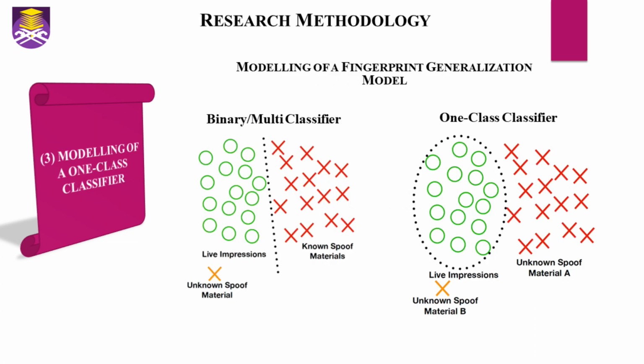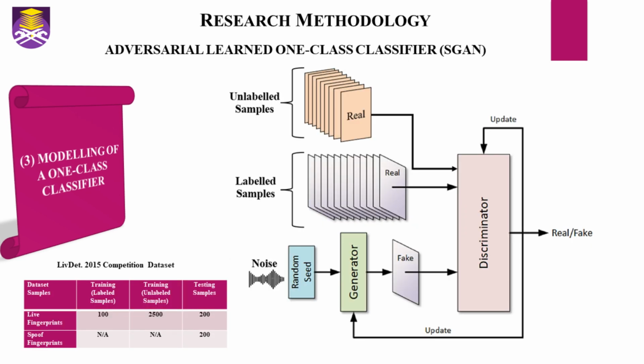And for the third objective, which is to model a one-class classifier, we decided to come up with a model which is able to create a robust boundary of what constitutes live, so as to discriminate against any other kind of fingerprint material which is not live, which is not the case in the multiple and binary class classifiers, as you can see from the figure. And for our one class classifier, we came up with an adversary length one class classifier which is based on the generative adversarial network, but trained in a semi-supervised paradigm.